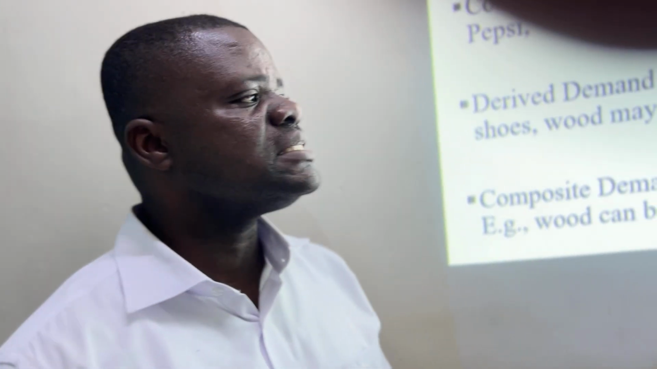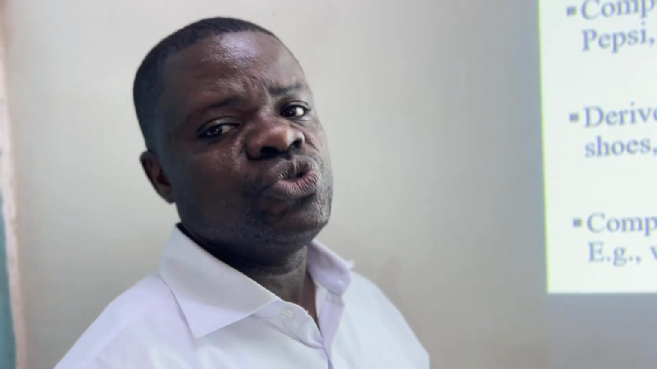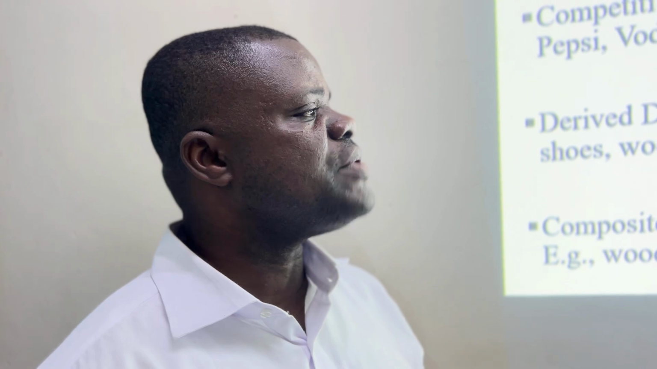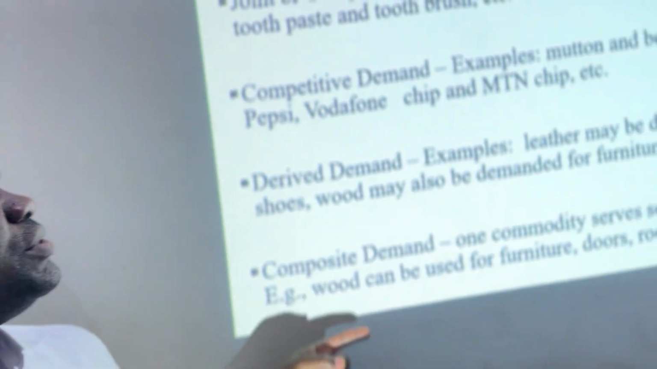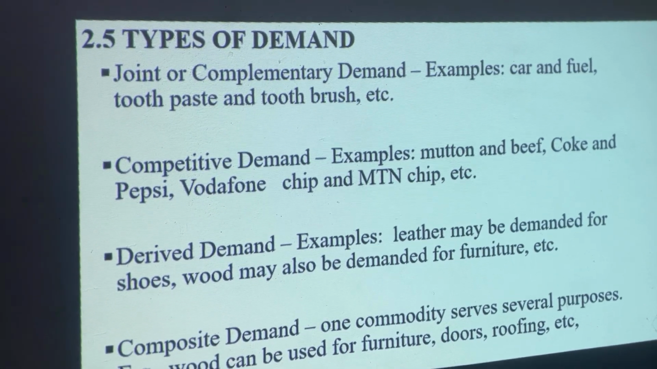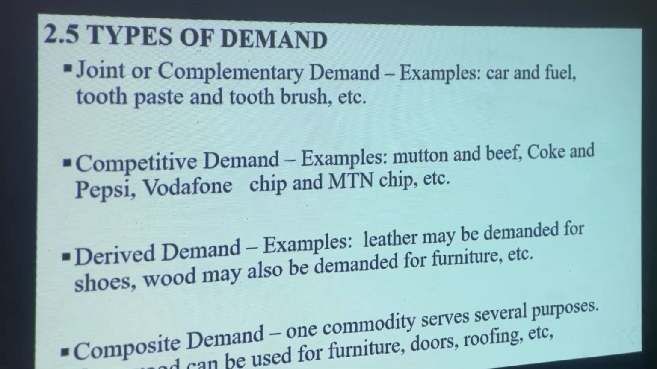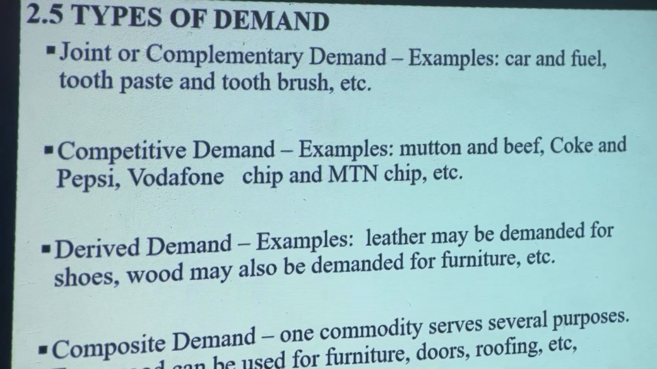Like for instance, you need leather in order to manufacture shoes. You need leather. So the derived demand for shoes is leather. Because without the leather, you cannot get the what? The shoes. And then wood may also be demanded in order to produce what? Furniture.